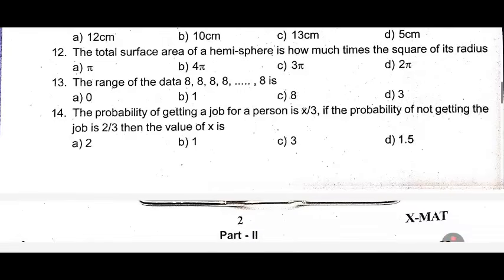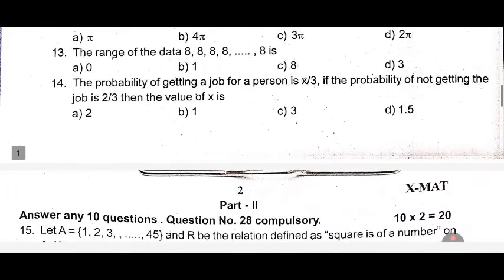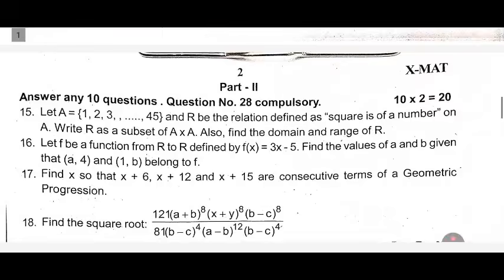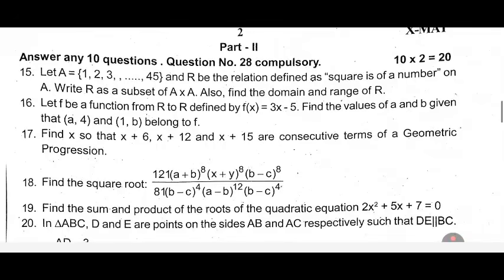13th one, the range of the data 8, 8, 8, 8, 8 is dash. 14th one, the probability of getting a job for a person is x by 3. If the probability of not getting the job is 2 by 3, then the value of x is dash. Part 2. Answer any 10 questions. Question number 28 is compulsory.